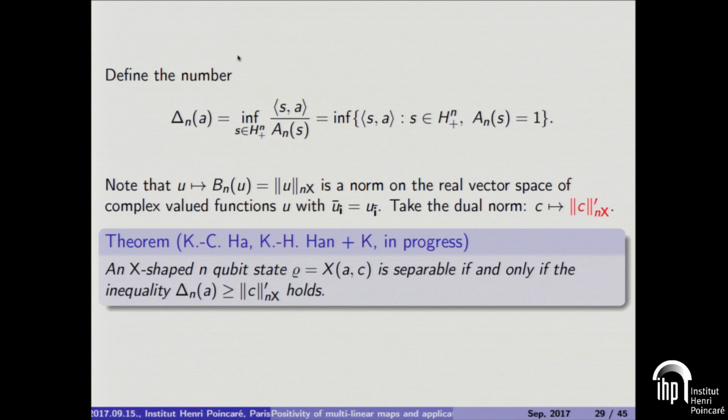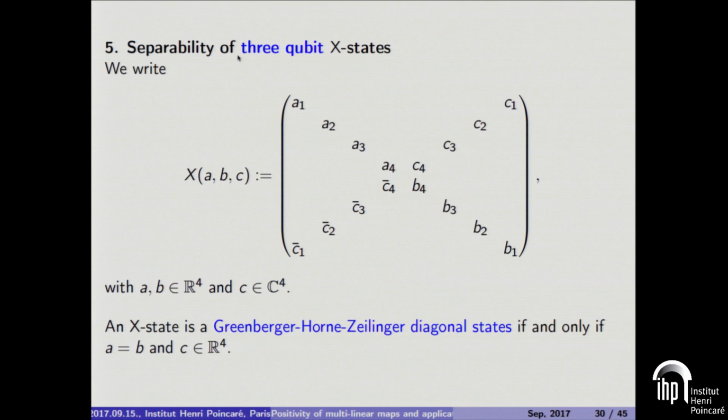Here is an example. Okay, I would like to restrict to the three qubit cases, so we use notation like this. The usual is A1 to A3, then from here B1, B2, B3, C. And this is the anti-diagonal part. Here is the self-adjoint part for the anti-diagonals. Actually, an X state is the GHZ diagonal state if and only if A is equal to B and C must be real. Every entry of the C must be real.